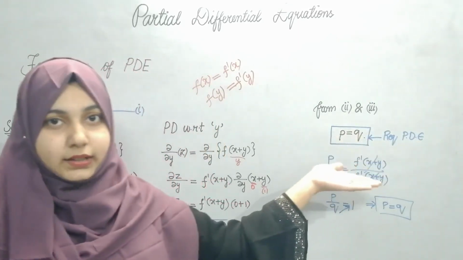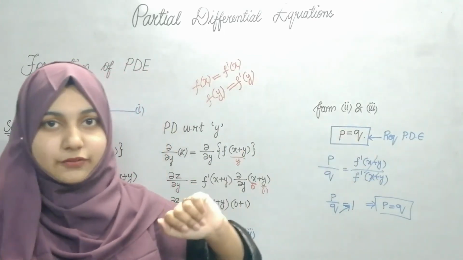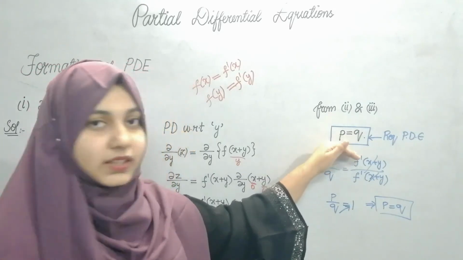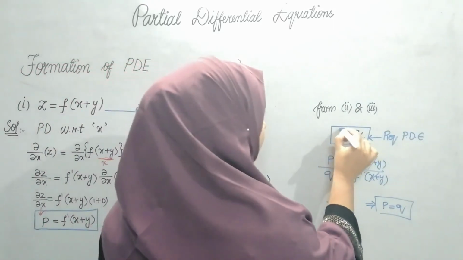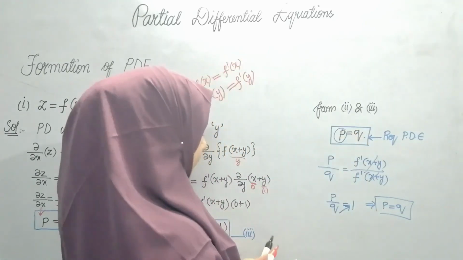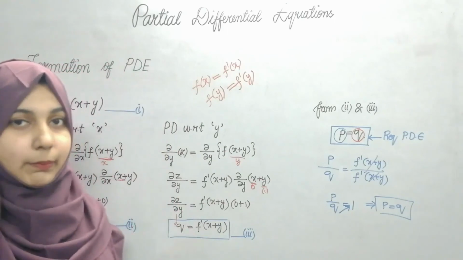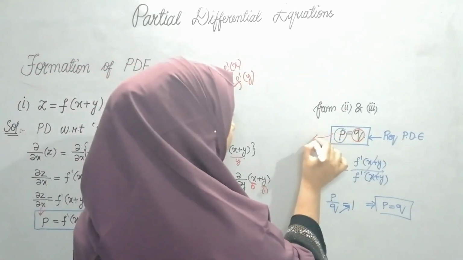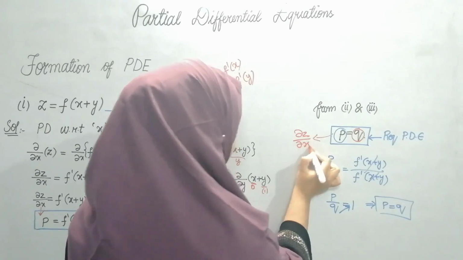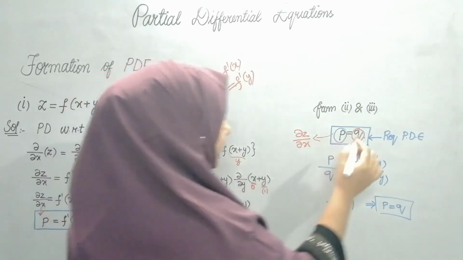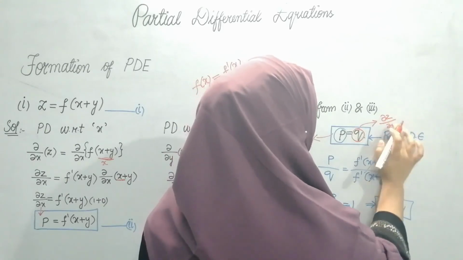This is my required partial differential equation. Here my aim was to eliminate the function. So here, can you see any functions? No. You have partial differential terms. This P is a partial differential term. This Q is a partial differential term. What am I saying? P is dou z by dou x, and Q is dou z by dou y.